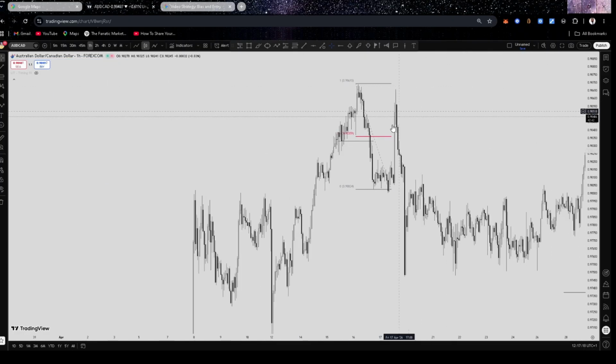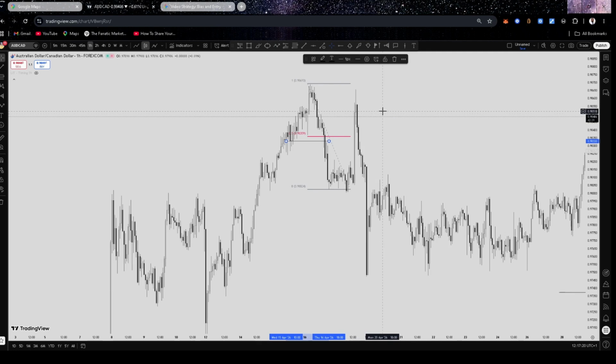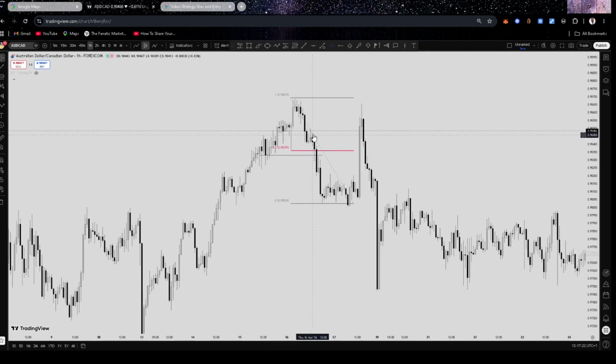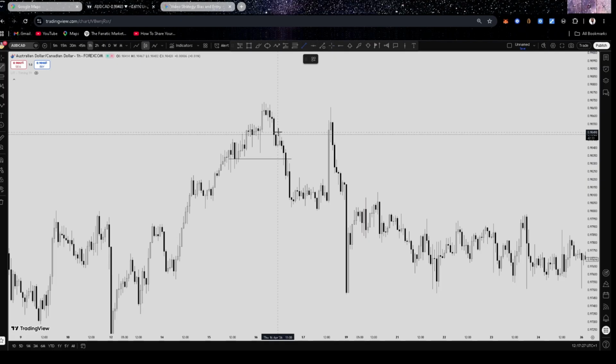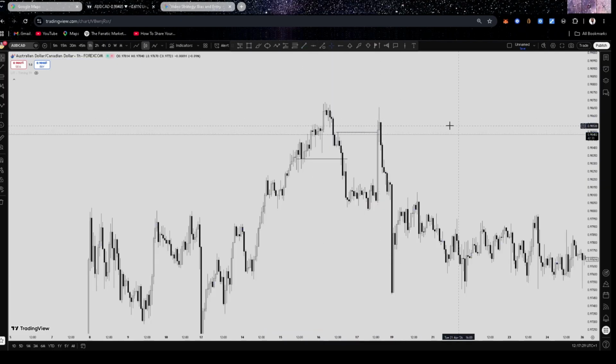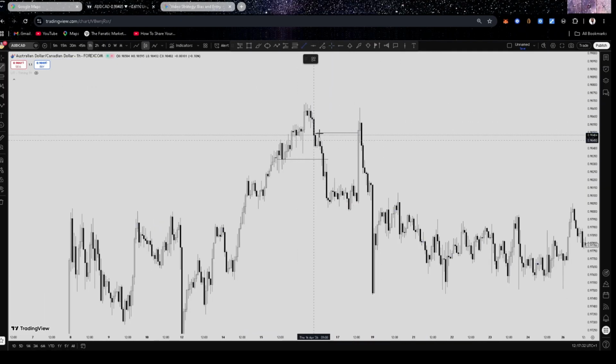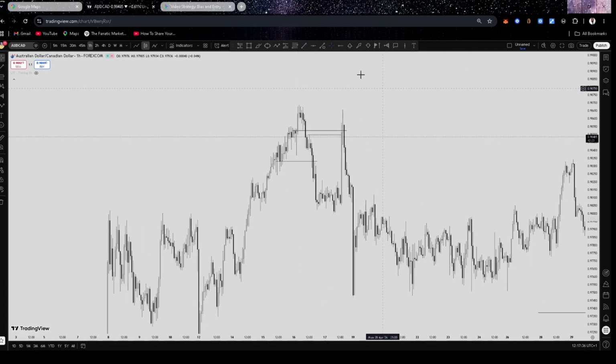Always try to understand structure. After the break of the structure, we had what? Liquidity right here. This was liquidity with a fair value gap. This was an internal liquidity, and you can enter from any key level like this QM. If I'm the one, I'll enter from this QM, and my stop loss above here.